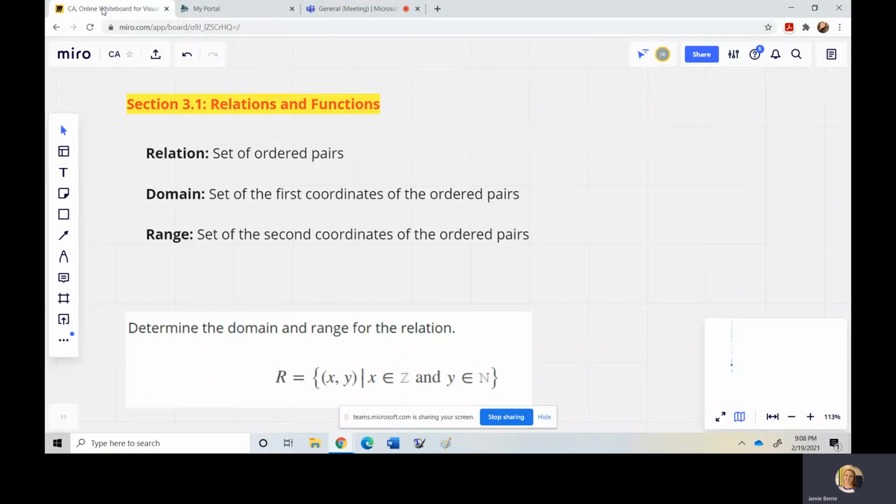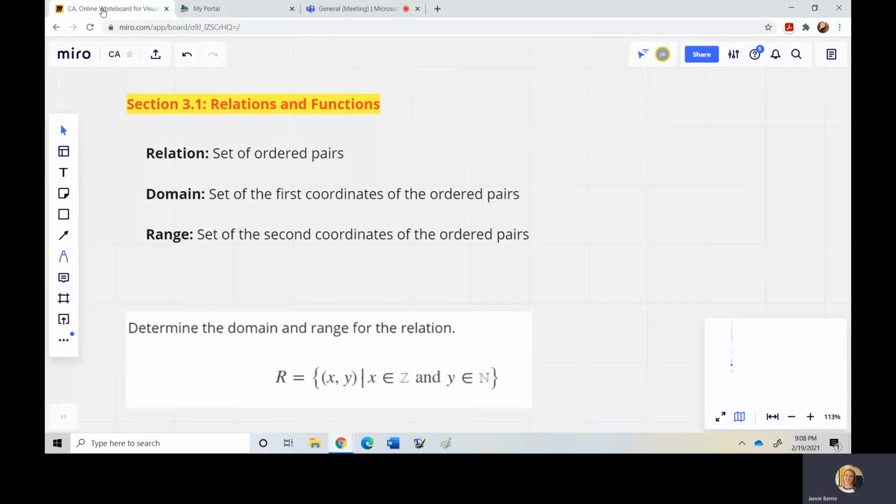So a relation is defined as a set of ordered pairs, and when we're referring to a relation, oftentimes we'll be asked to find the domain and range of that relation. You've probably heard these words before, domain and range. The domain is the set of the first coordinates of the ordered pairs, and the range is the set of the second coordinates of the ordered pairs.